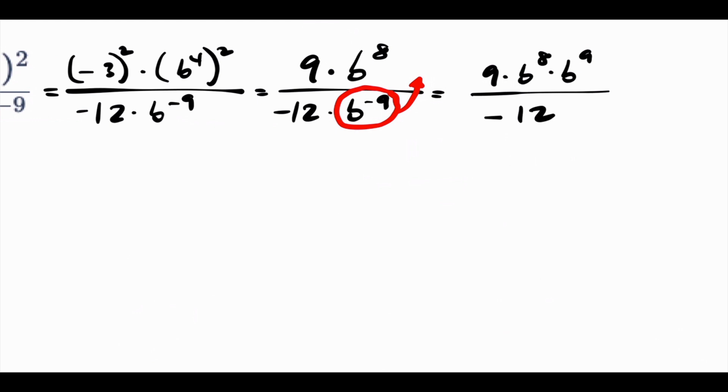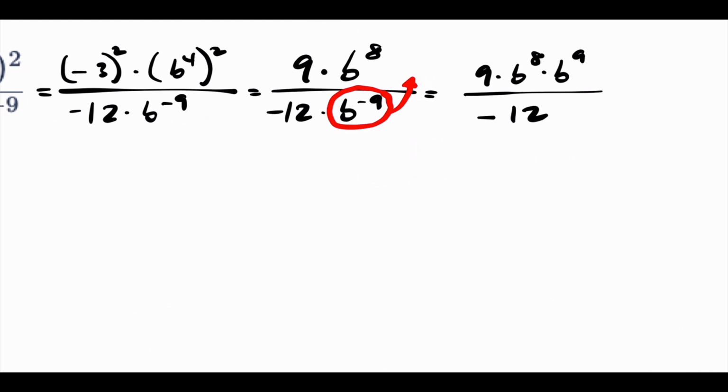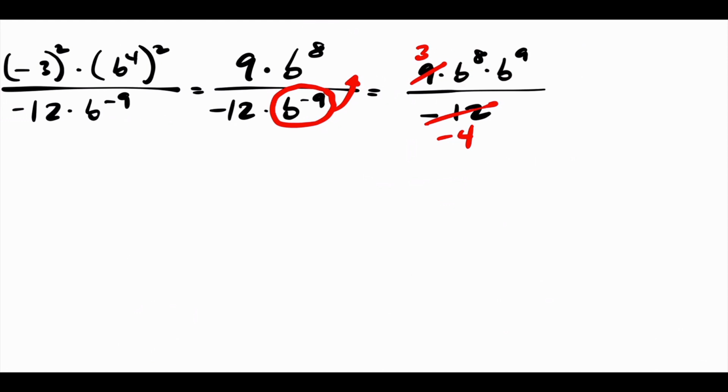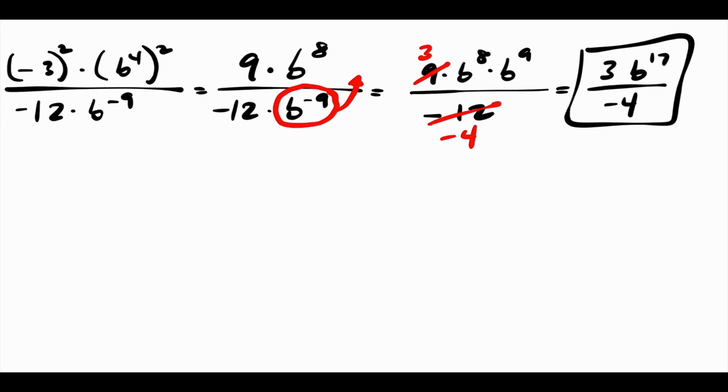Okay, simplify. Well, 9 and negative 12 I can divide by 3. So if I divide them by 3, I get positive 3 and negative 4. How do I combine the b's? Add them. Done.